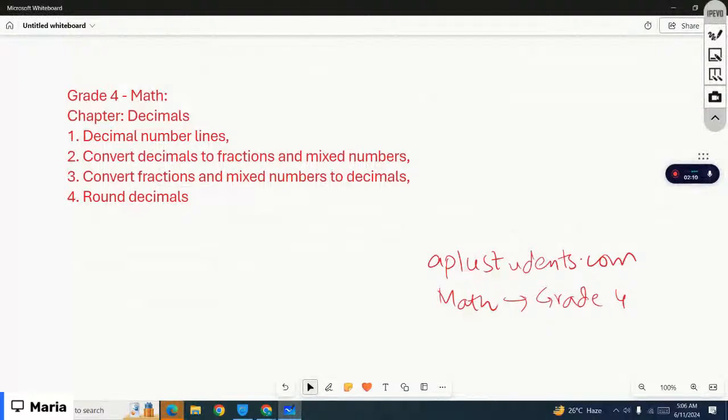The lessons we're going to cover today are decimal number lines, convert decimals to fraction and mixed numbers, convert fractions and mixed numbers to decimals, and round decimals. So please make sure you have your notebook and pencil so that you can note down the important examples and definitions as well.